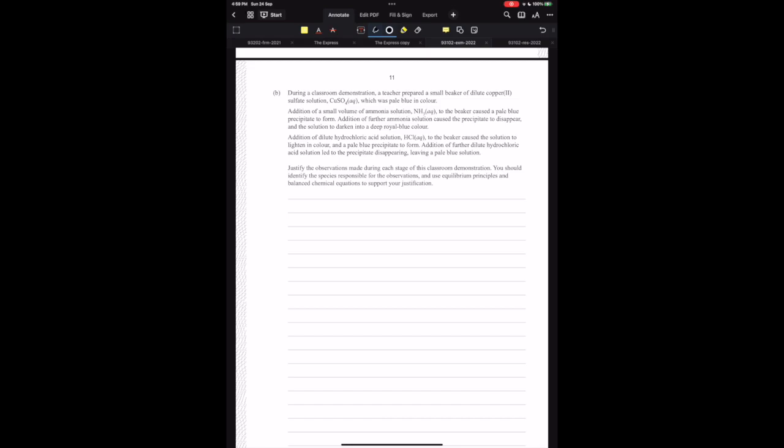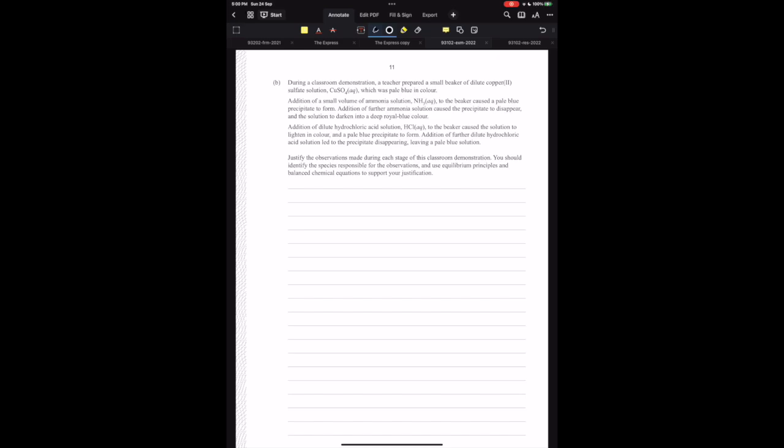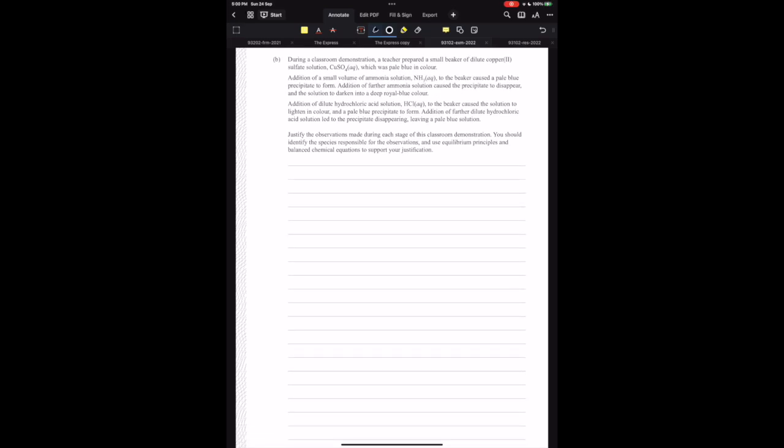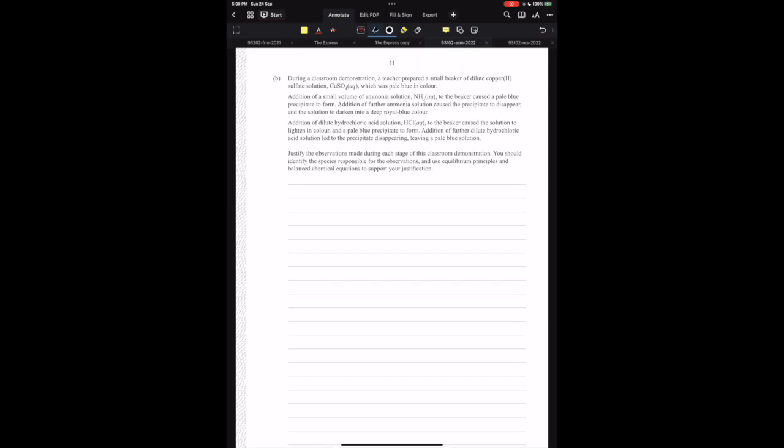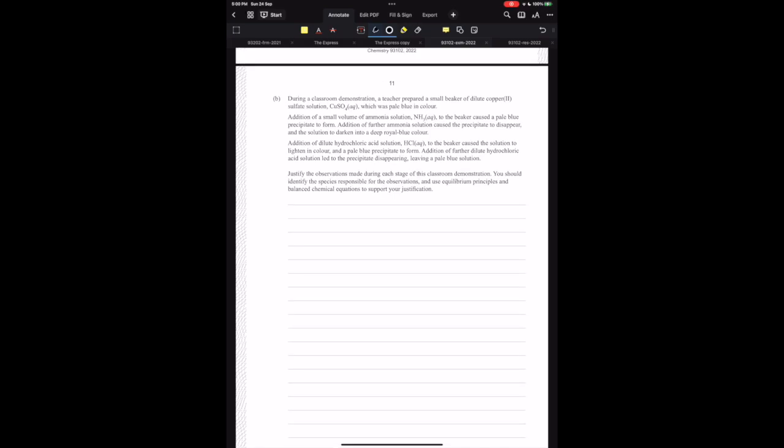Addition of dilute hydrochloric acid solution to the beaker caused the solution to lighten in color and a pale blue precipitate to form. Addition of further dilute hydrochloric acid solution led to the precipitate disappearing, leaving a pale blue solution. Justify the observations made during each stage of this classroom demonstration. You should identify the species responsible for the observations and use equilibrium principles and balanced chemical equations to support your justification.